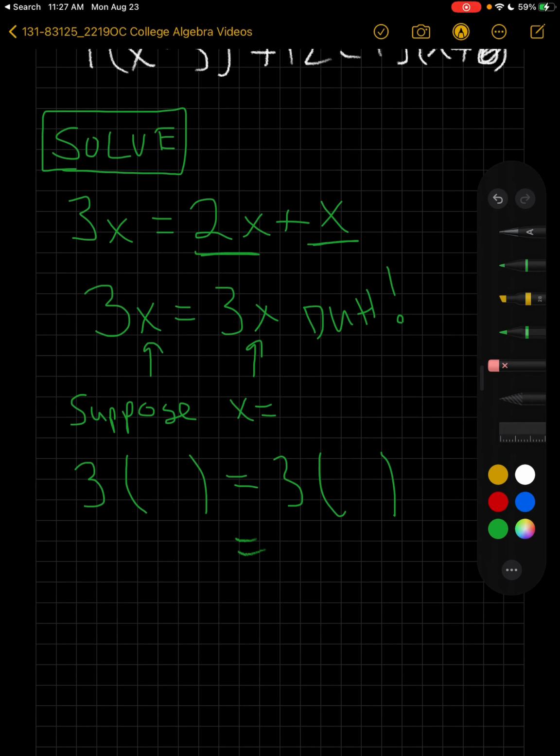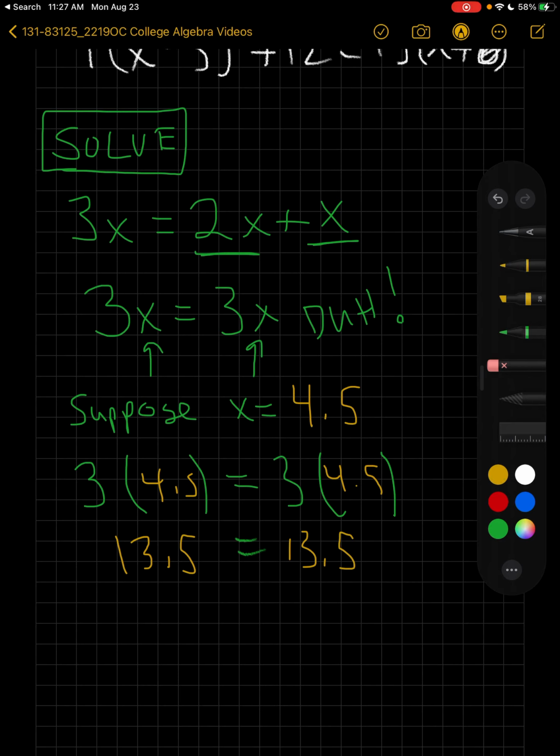Suppose I change my value for x. Suppose I say x is equal to, I don't know, 4.5. And then I would plug in 4.5 for my value of x. Let's see, 4 times 3 would give me 12. And then 3 halves is 1.5. So I'd get 13.5 is equal to 13.5.